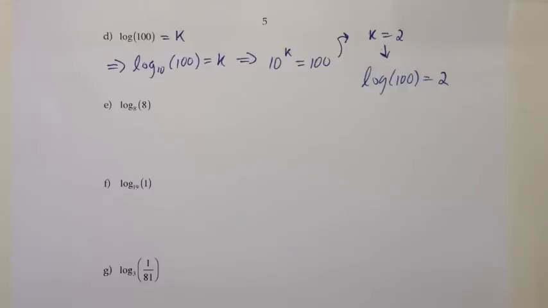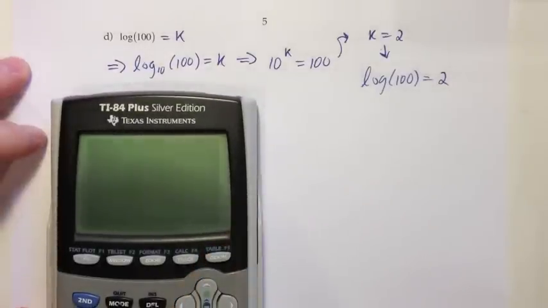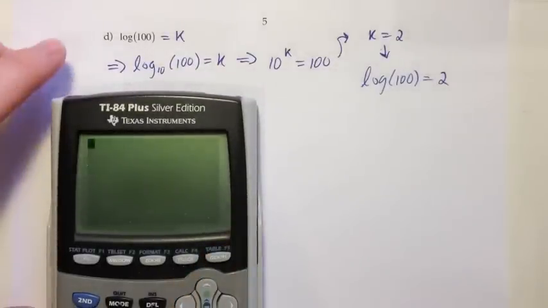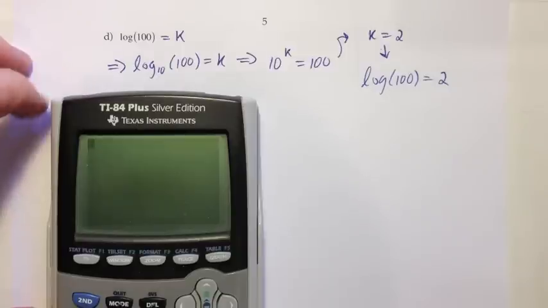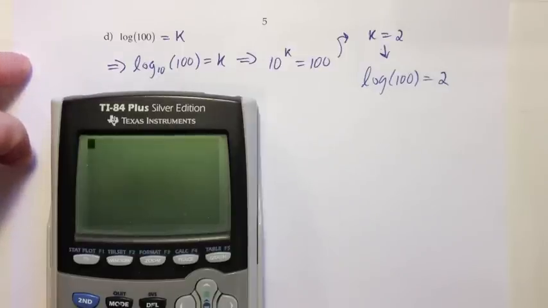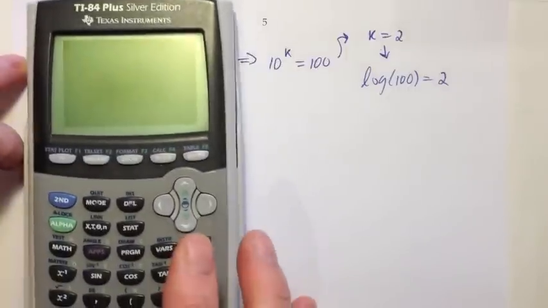One of the things that's special about a common log is that a common log can be evaluated on your calculator. So we had a couple of common logs. We have this one right here, which was the log of 100. So let me check that on the calculator and show you where that log is.